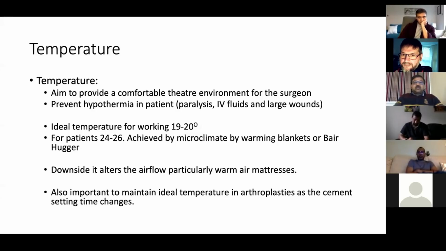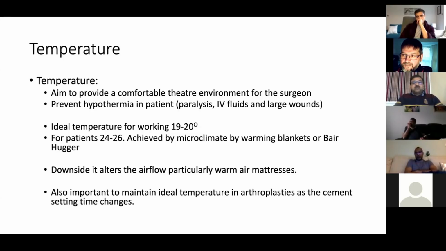The ideal temperature for a surgeon is about 19 to 20 degrees. Anything warmer makes you feel very warm or stuffy. But if the patients are kept at this temperature, they become hypothermic. Now, this is achieved by creating a microclimate around the patient using either a warmer, a blanket, or what is commonly used in our theaters, the Bair Hugger.